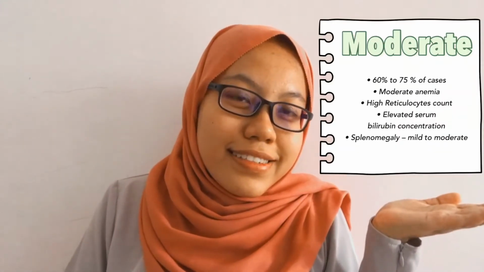The forms of hereditary spherocytosis can be categorized into three. The first one is mild, moderate, and severe.